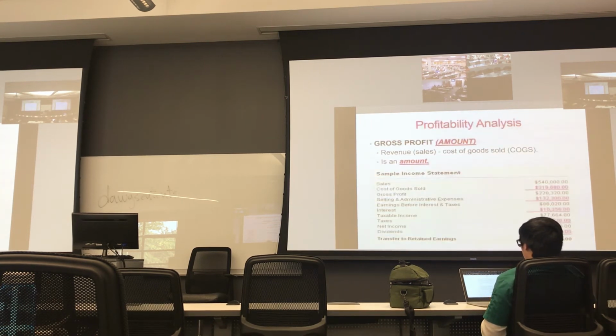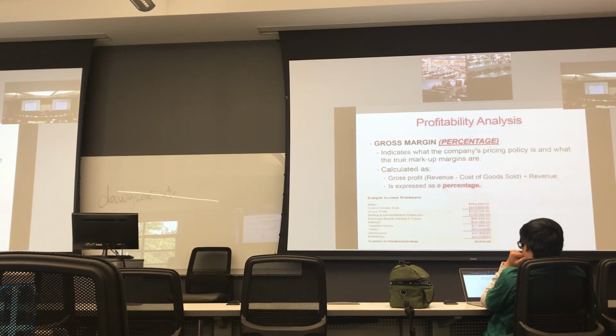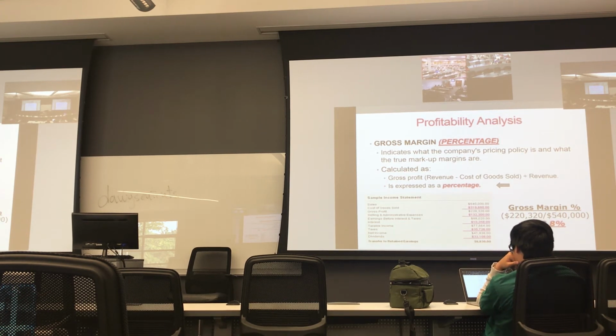So let's talk about how we get gross profit. Here's an income statement. Remember, it has sales minus cost of goods sold equals gross profit. Then all your selling and administrative expenses, taxes, and then you go to net income. And so that is sales minus cost of goods sold as your gross profit. So gross profit is the dollar amount, gross margin is that number expressed as a percentage. So gross margin is the $220,000 gross profit over the gross sales as a number, and you get a margin, and here it comes up to 40.1%.